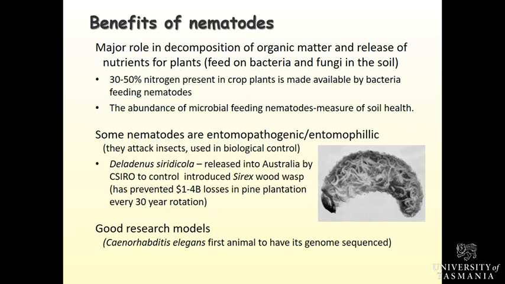There's a number of potential measures you can use. One that's actually quite useful is the abundance of free-living, so non-parasitic, nematodes. So how many of these bacterial-feeding nematodes are in the soil? Why is that a good measure? Because these guys are fairly labile. They tend to die fairly easily.